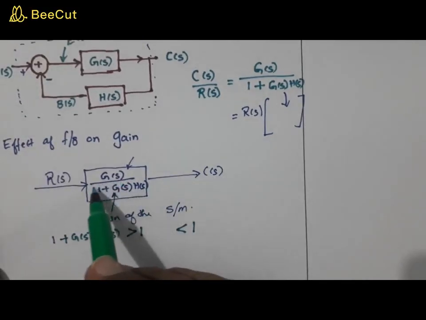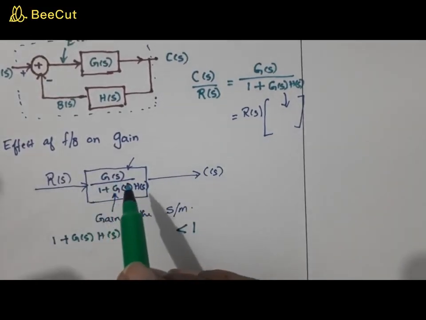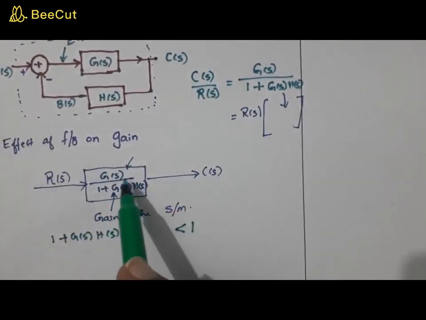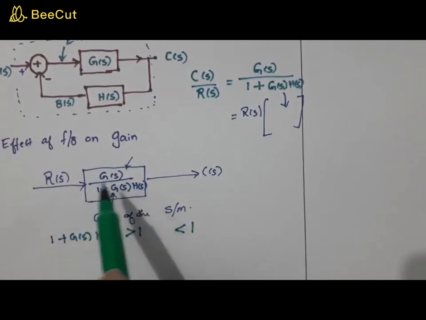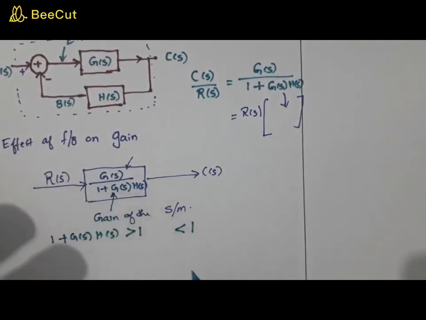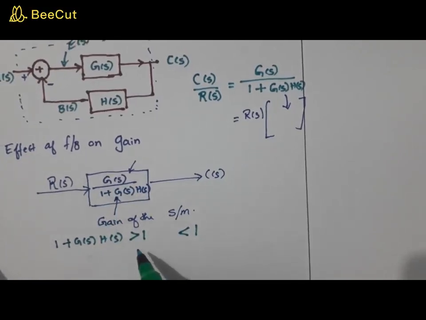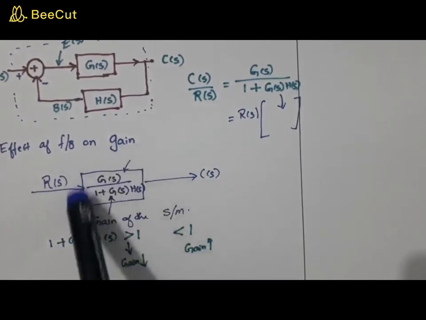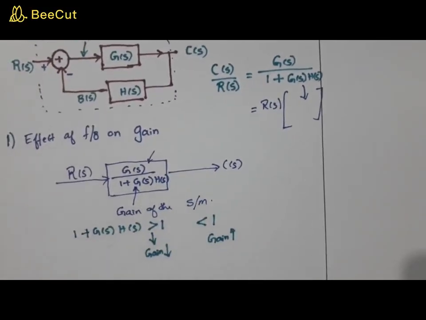Now if this denominator is less than 1, we'll say that the overall gain increases, while if this denominator is greater than 1, then the gain decreases. Do you understand why it is? Because if 1 plus G of S H of S is less than 1, then since it is in the denominator, the overall gain increases. So this is the impact of this.